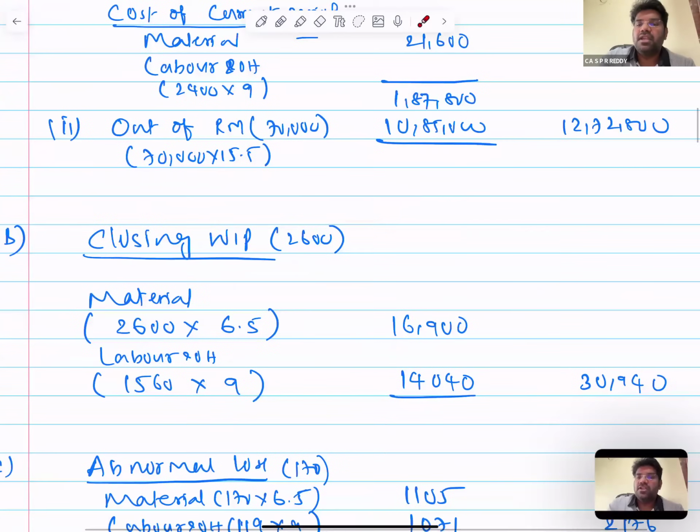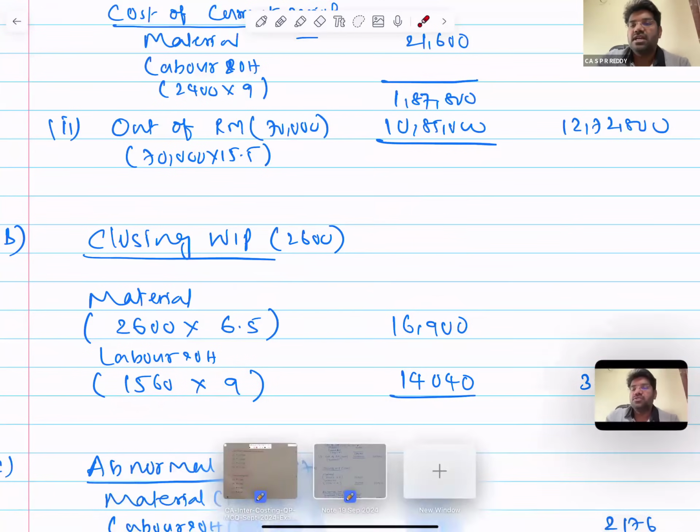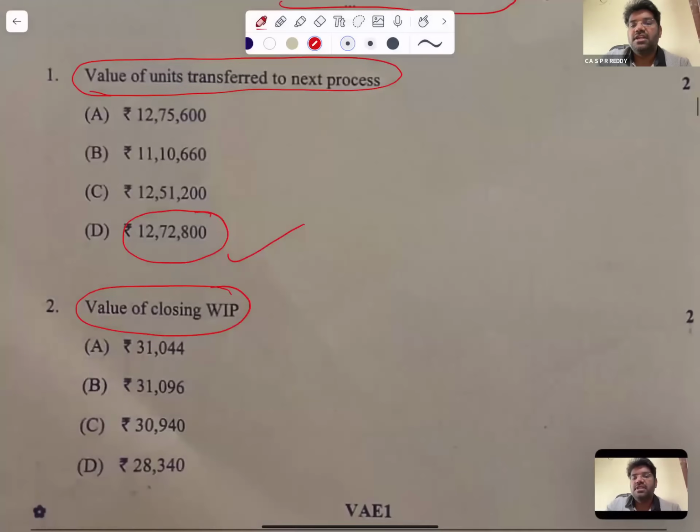So we need to get the material component, labor component and overheads component. Material equivalent units 2,600 into cost per equivalent unit. Labor and overheads equivalent units have been taken combinedly, given the cost per equivalent unit. So 30,940 is the answer. Which one is the correct option here? 30,940. Option C is the correct answer.